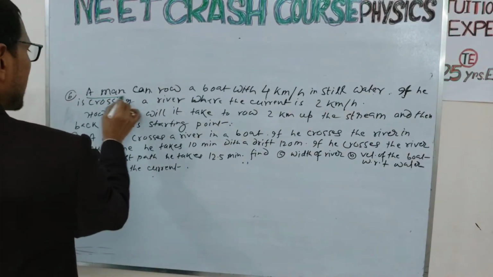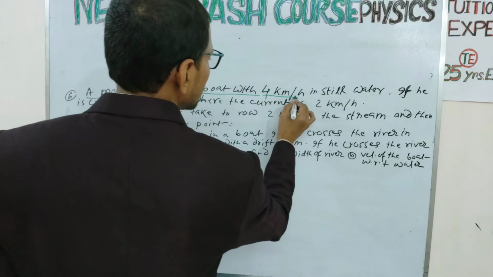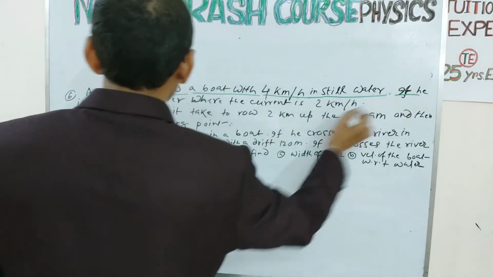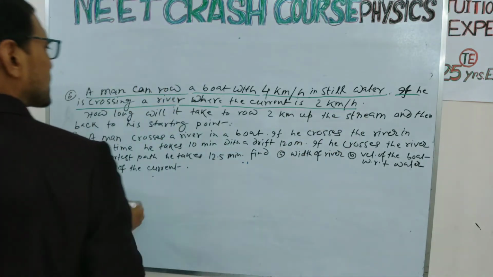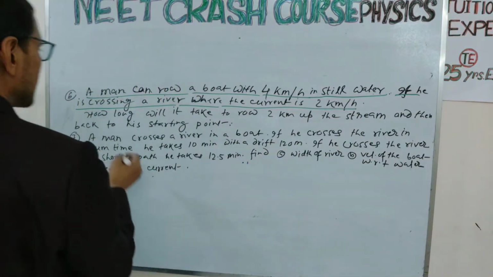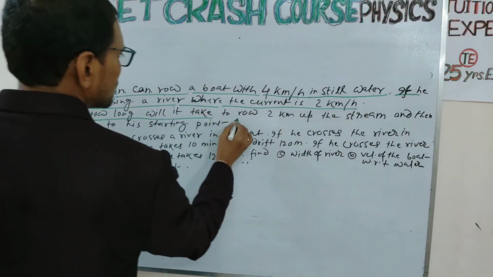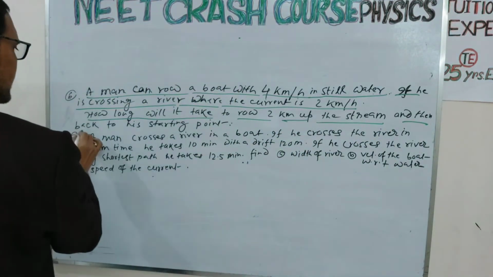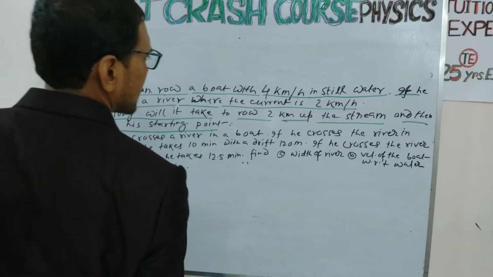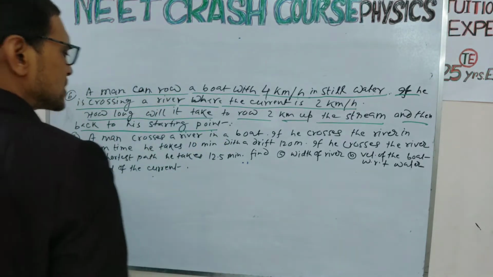Next problem: a man can row a boat at 4 km per hour in still water. If he is crossing a river where the current is 2 km per hour, current meaning the velocity of the river, how long will it take to row 2 km up the stream and then back to his starting point?